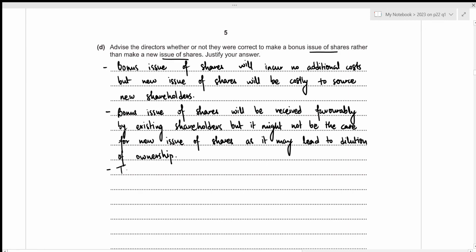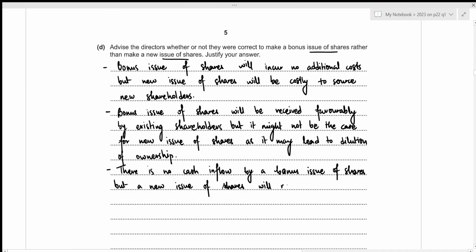Let's write it down. There is no cash inflow by a bonus issue of shares but a new issue of shares will raise new finance. Okay, now based on these factors, we can make a decision.